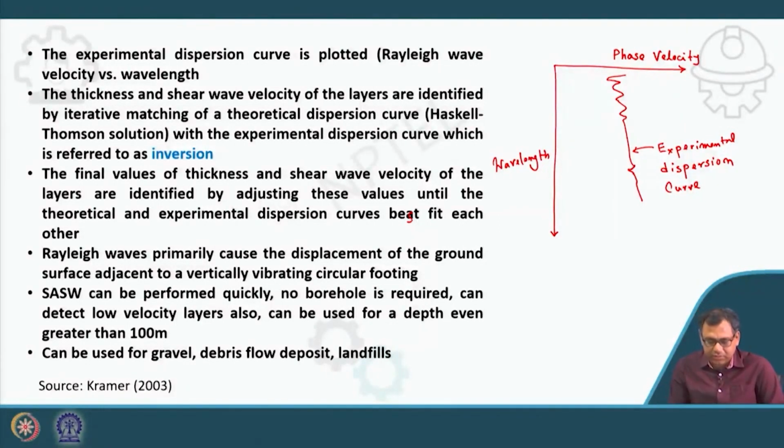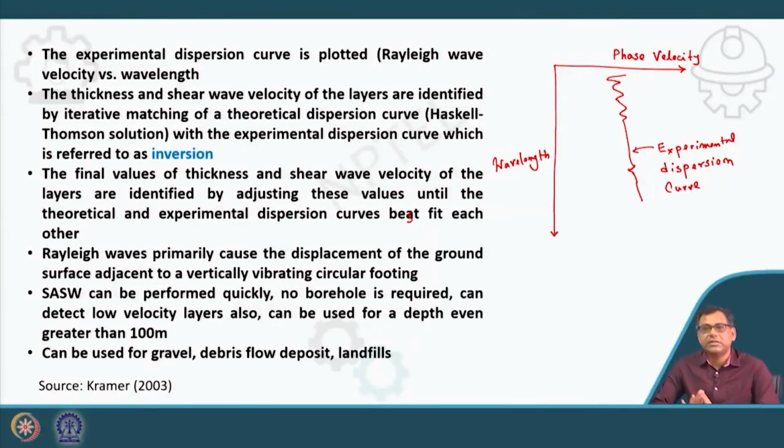to that circular footing. Now SSW can perform quickly, no borehole is required, and it can detect low velocity layers also, because in the seismic refraction test it cannot detect the low velocity layers. So that's why you have to go for the borehole. But the advantage of the SSW is that it can detect the low velocity layers also and can be used for a depth even greater than 100 meter. Okay, but it can be useful for gravel, debris flow deposit and landfill. So this is the advantage of this SSW.